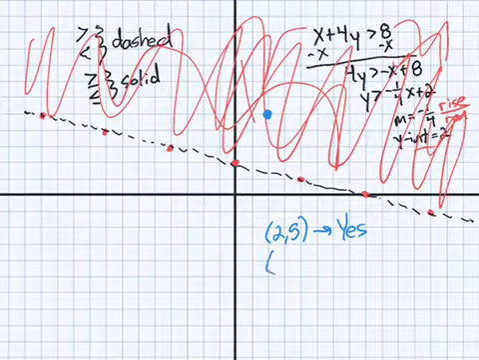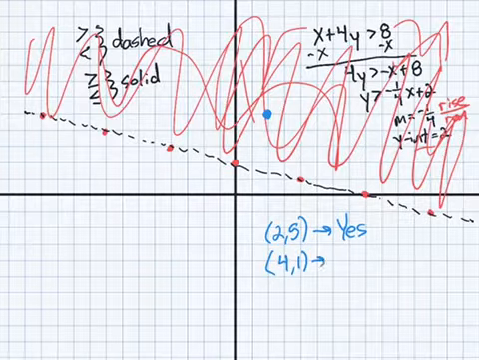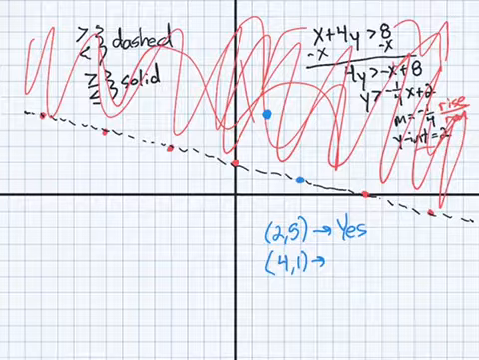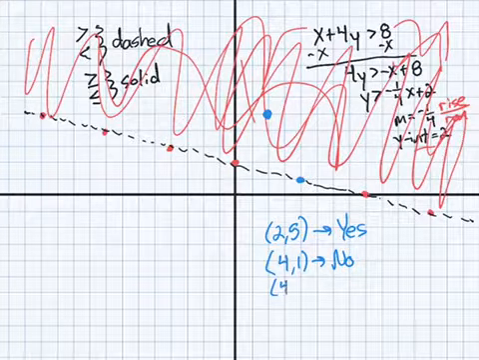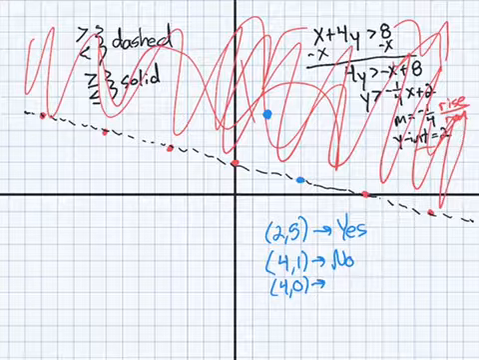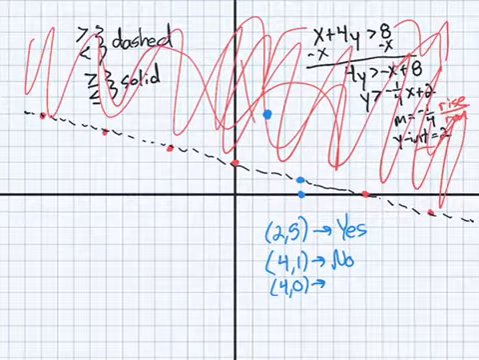If I pick a point such as 4, 1, I go over 1, 2, 3, 4, up 1. It is on the dashed line. We said nothing on that dashed line is included in my solution set, so that would not be a valid solution. And if I pick something like 4, 0, it is right here on the x-axis. It is not part of the line or the red region, so it would not be a solution either.